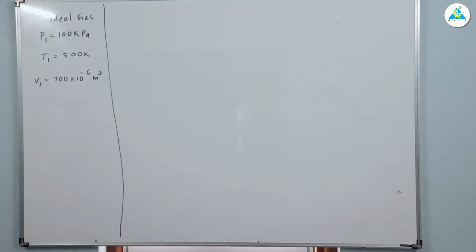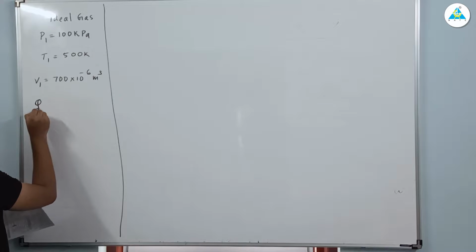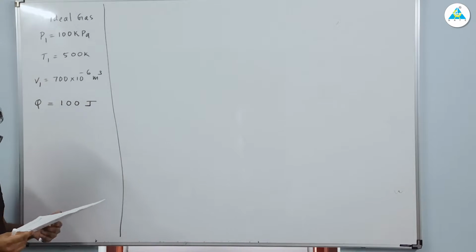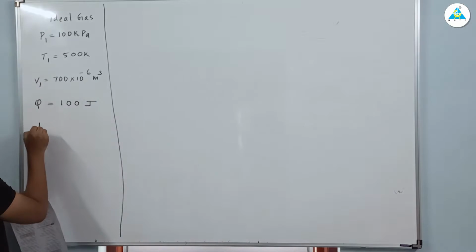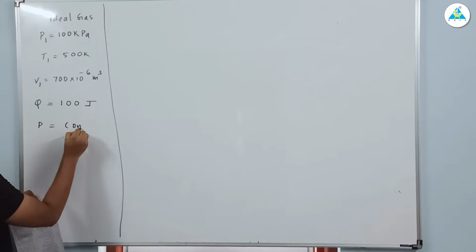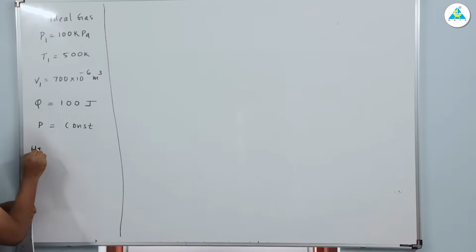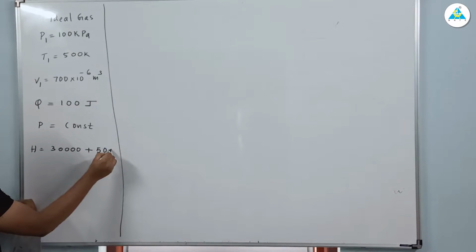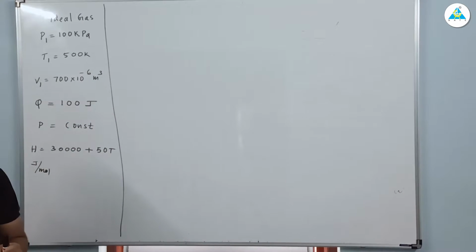Now the system is supplied with a heat of 100 joule. So heat supplied to the system is 100 joule, right? Due to this heat supply, we have an enthalpy variation, right? But the pressure is maintained constant, so it is a constant pressure process. Clear? Now enthalpy variation is given by capital H is equal to 30,000 plus 50T, but the unit for enthalpy given is joule per mole, right? So these are the things given.